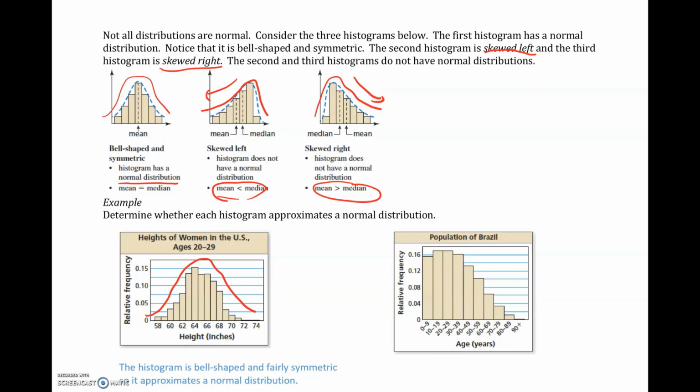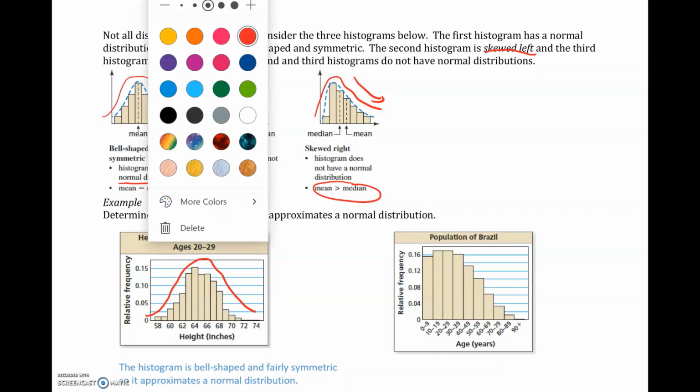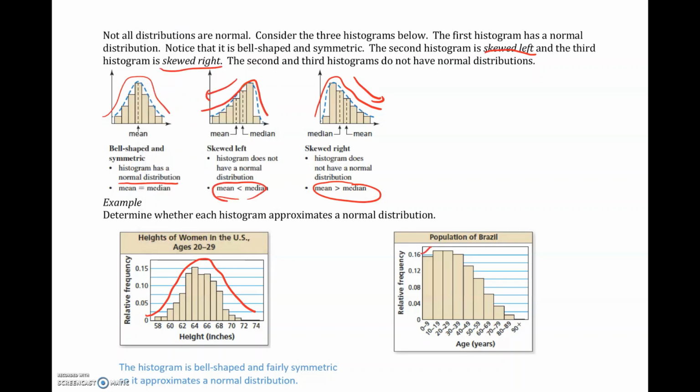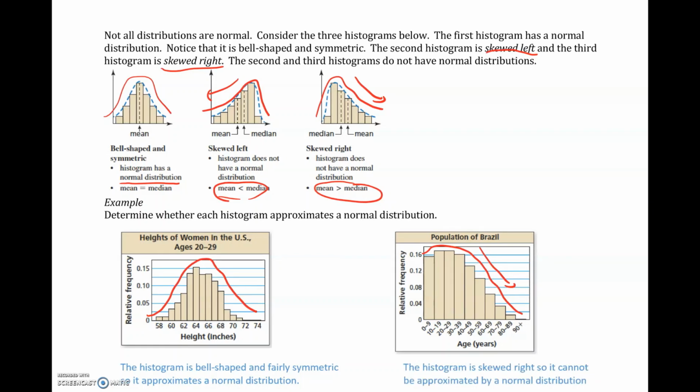Okay, so now let's compare that to the one on the right. If I draw in this curve, you'll see there's a lot more on the left side, so there's more data there. It's tapering off toward the right, which makes it look like a skewed right distribution. So we can say this does not approximate a normal distribution. It's skewed right, so it just isn't going to work. So that talks about skewed left, skewed right, and how it compares to the normal distribution.